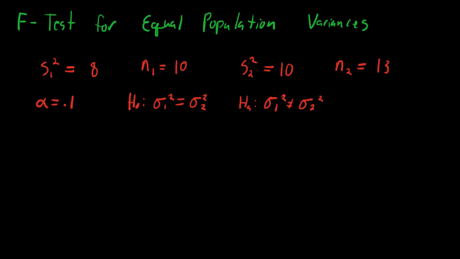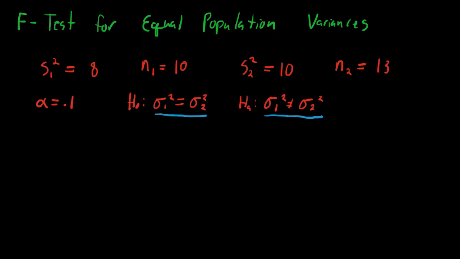In this video, we're going to walk through a basic example for conducting an F-test for equal population variances. So we're going to try to compare our s1 squared and our s2 squared values. And to do that, we're going to use our hypothesis test, where our null hypothesis is sigma 1 squared is equal to sigma 2 squared, and our alternative hypothesis is sigma 1 squared does not equal sigma 2 squared. And this is going to be our two-tailed test.